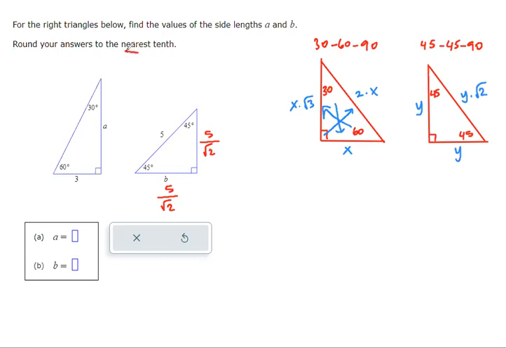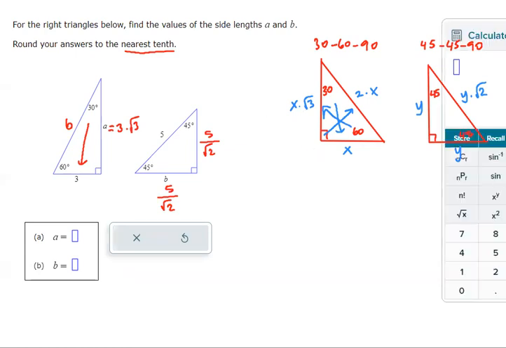And so we are going to find the nearest tenth, which means we are going to plug this in the calculator. And in this triangle, the side that is opposite to the 30 is given, which is my smaller leg. So if you multiply the smaller leg by square root of 3, you will get the longer leg, which is 3 times root 3. And if I want to find the hypotenuse, which wasn't asked, I will double the smaller leg, which is going to be 6. So let's plug these in the calculator so we can get the final answer.